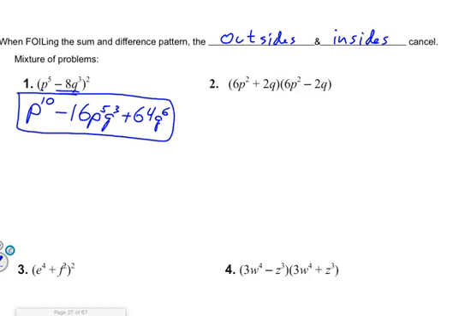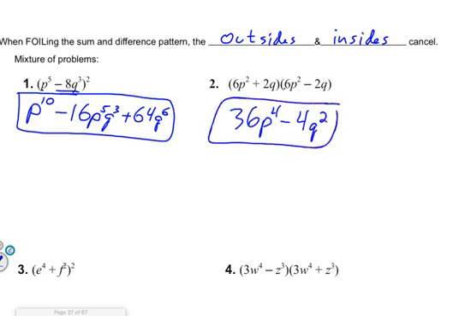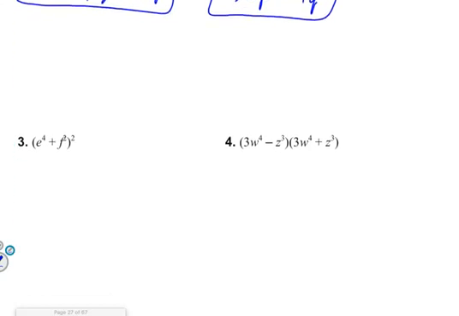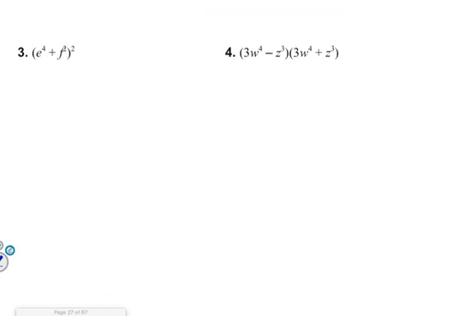Okay? Next one. Perfect square pattern or conjugates? Conjugates. So what's the trick? What's the fast way to do it? First times first is 36p to the last times last. Negative what? There you go. Okay. Next one.